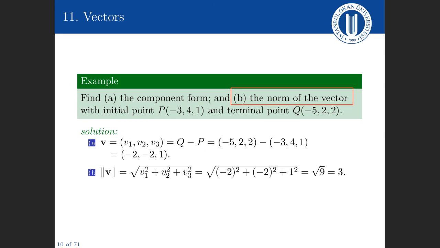And then part B, find the norm of the vector. We have our formula. The norm of v is the square root of v1 squared plus v2 squared plus v3 squared. If we put these numbers in, the square root of minus 2 squared, which is 4, plus minus 2 squared, which is 4, plus 1 squared. 4 plus 4 plus 1 is 9, and the square root of 9 is 3. The vector (minus 2, minus 2, 1) has norm equal to 3.